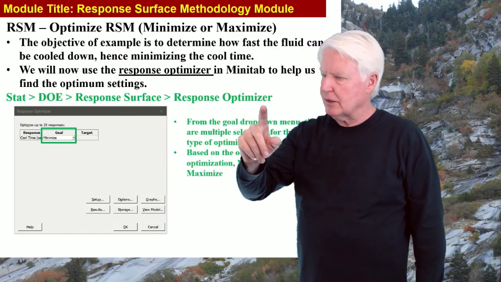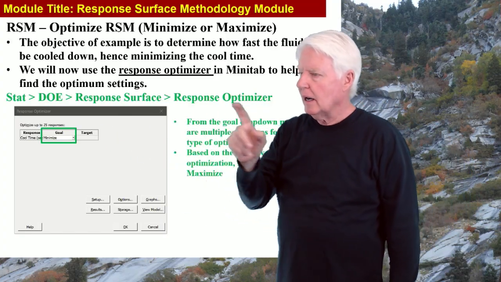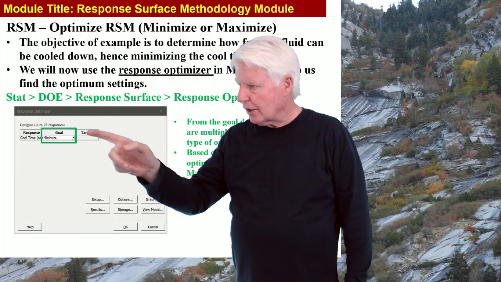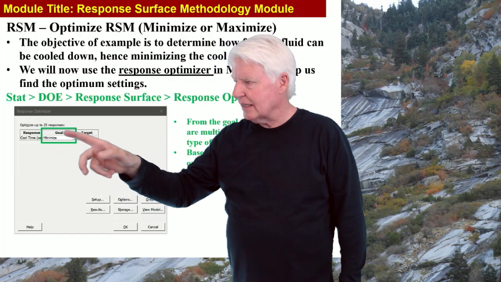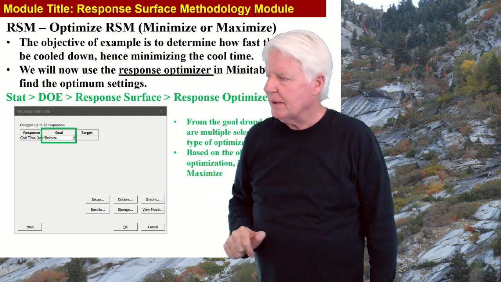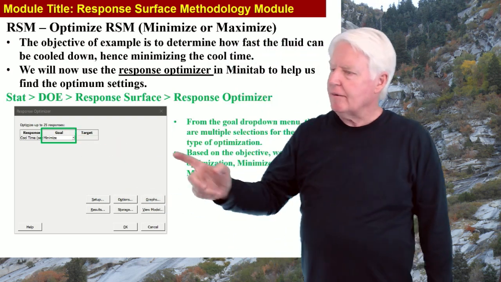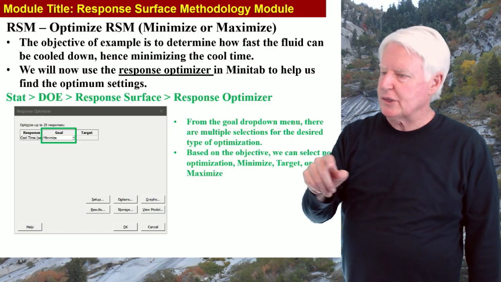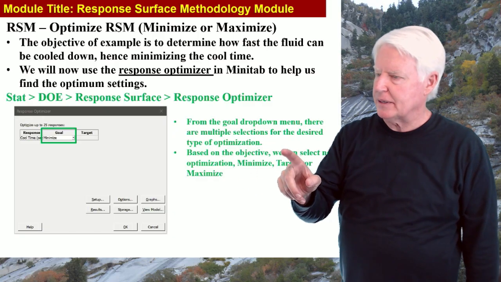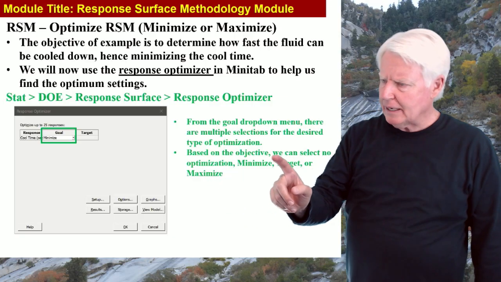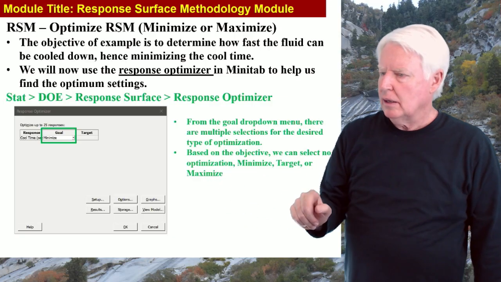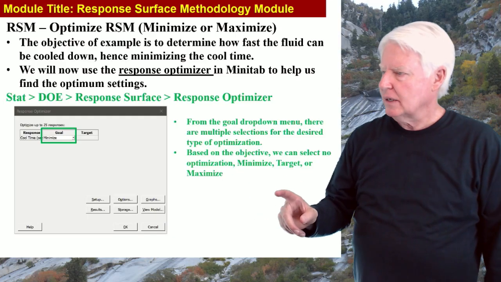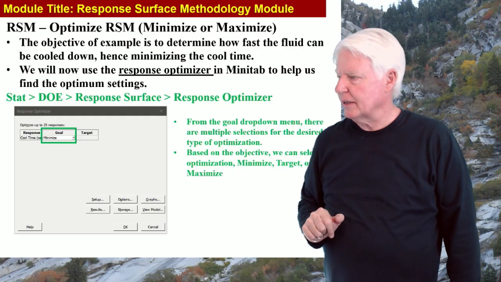Stat, DOE, response surface, response optimizer, and our goal is to minimize. We will try target here in a little bit because you'll see that this was going to create some problems, but we're going to try it. Okay, from the goal drop-down menu, there are multiple selections for the desired type of optimization. Based on the objective, we can select no optimization, minimize, target, or maximize, and we chose to minimize on this one.